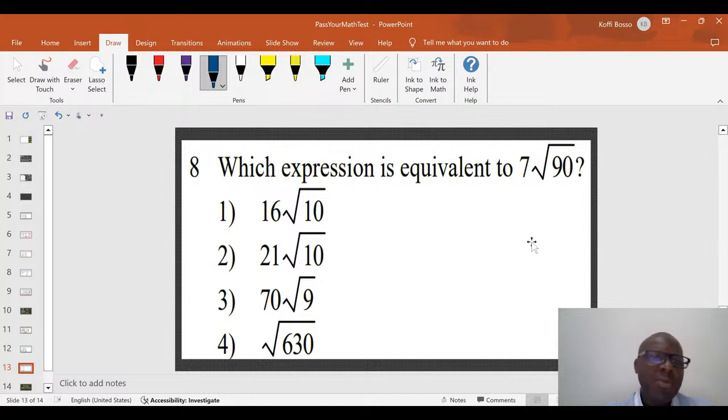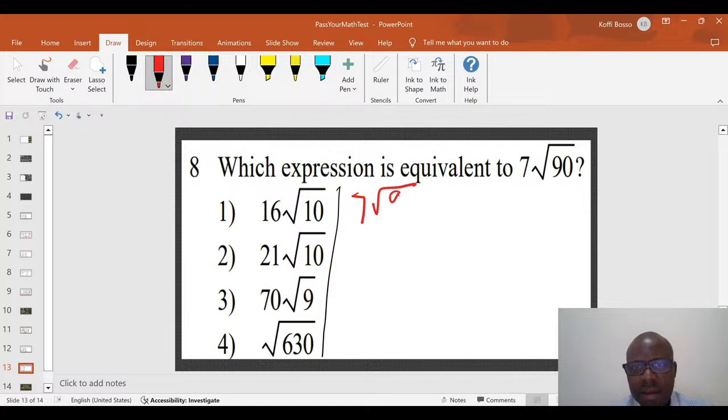Okay, again, we can use a different method, but let's just make it simple. If I have 7 square root of 90, like I said before, I have a number that ends with 0. That number is then multiplied by the other digit before that 0. So this is the 7 that I'm going to have.